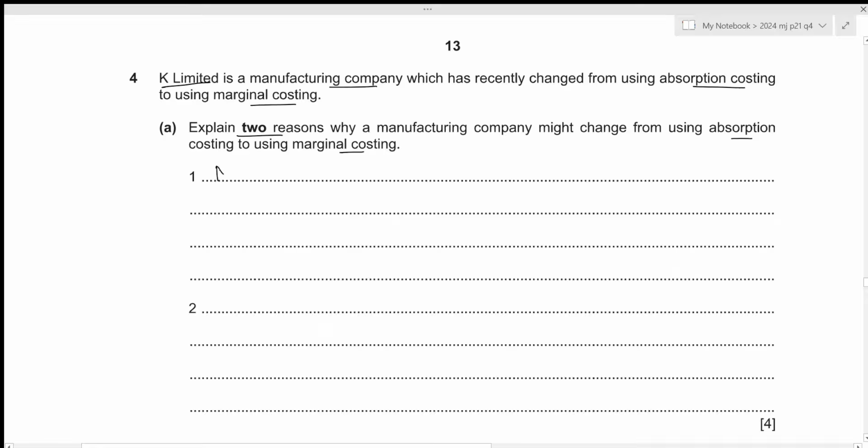Let's write it down. Marginal costing is useful for short-term decision making as it is based on contribution.